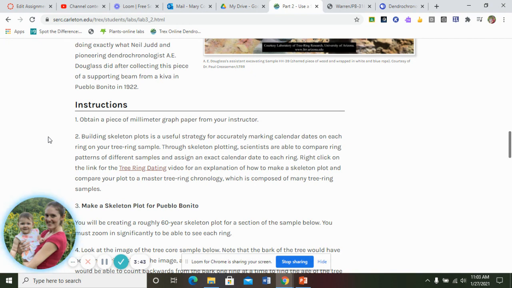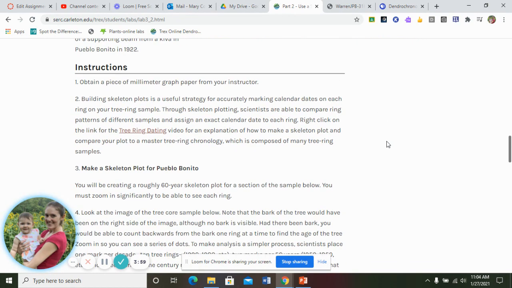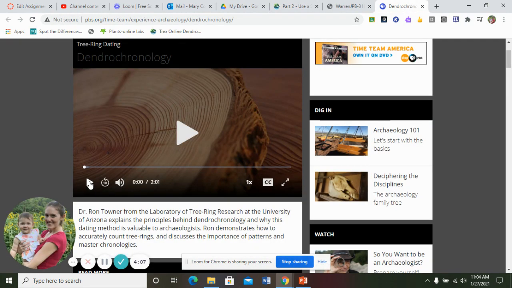Building skeleton plots is a useful strategy for accurately marking calendar dates on each ring of your tree sample. Through skeleton plotting, scientists are able to compare ring patterns of different samples and assign an exact calendar date to each ring. Right-click on the link for the tree ring dating video for an explanation of how to make a skeleton plot and compare your plot to a master tree ring chronology, which is composed of many tree ring samples. So let's watch this video here.